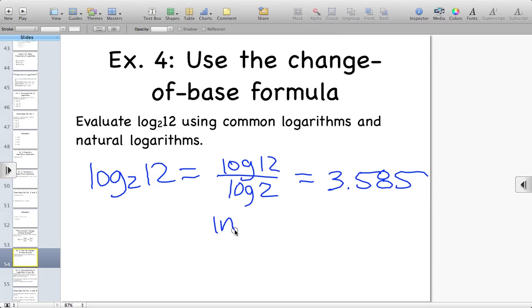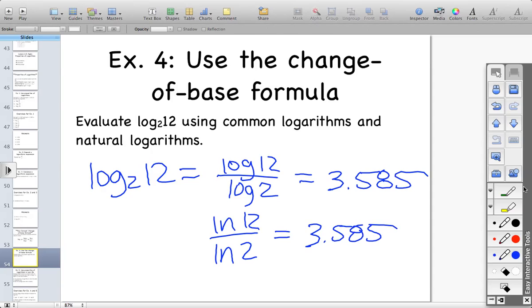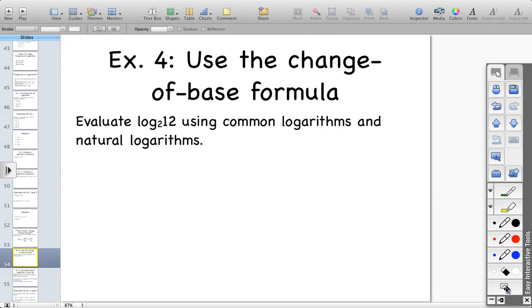If you want to, you can use the natural log. There's really no right or wrong here. You can use log or the natural log. It doesn't really matter because you're going to get the same answer. You just pick which one you want to remember. All right, so nice and easy for us. Let's move on.